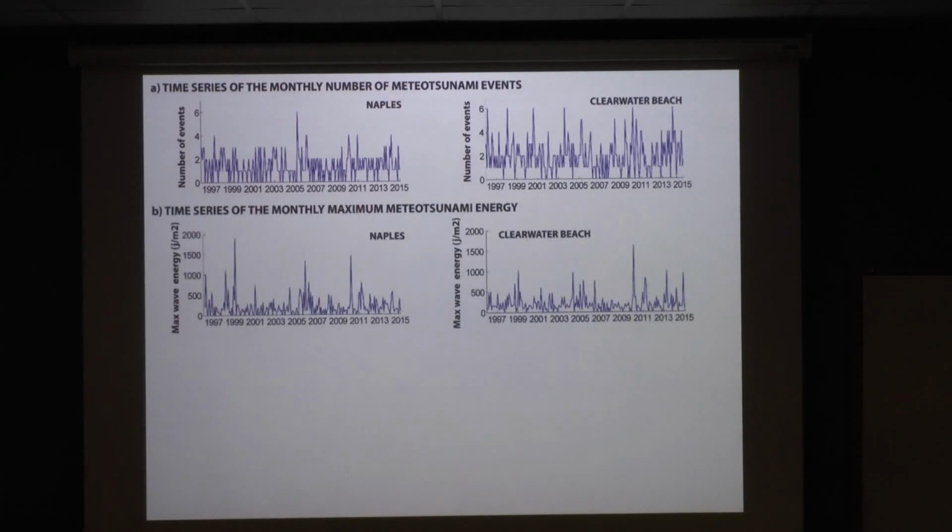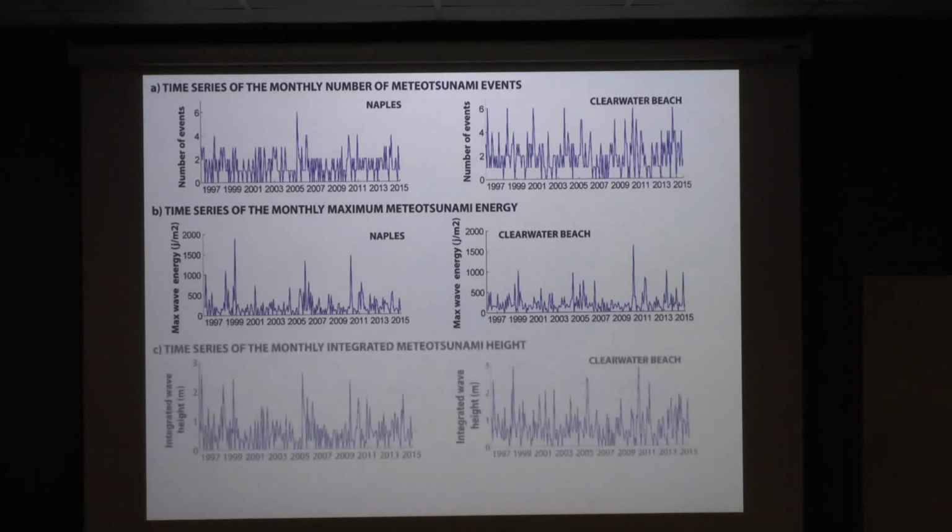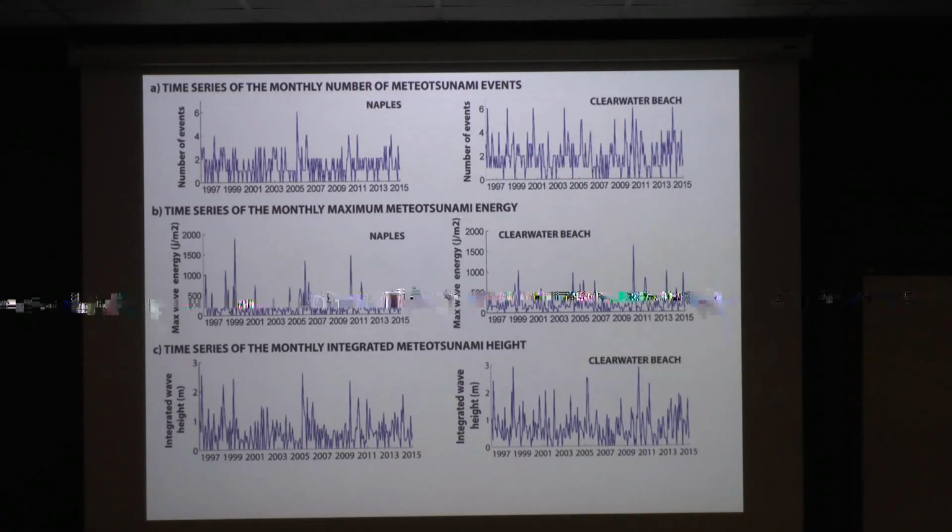If we look at the maximum wave energy, the monthly maximum wave energy, we can see more or less the same: we have peaks, and those peaks repeat every 4-5 years. And to treat these two parameters statistically was not very easy, because this is the number of events. It's a discrete parameter, so the statistical treatment is not that easy, and it can get a little bit complex.